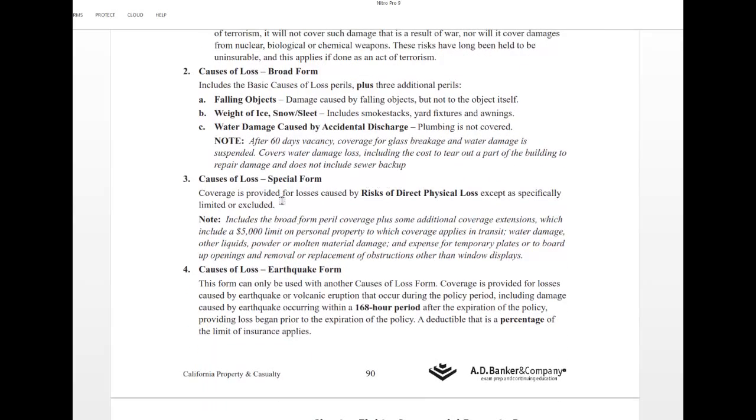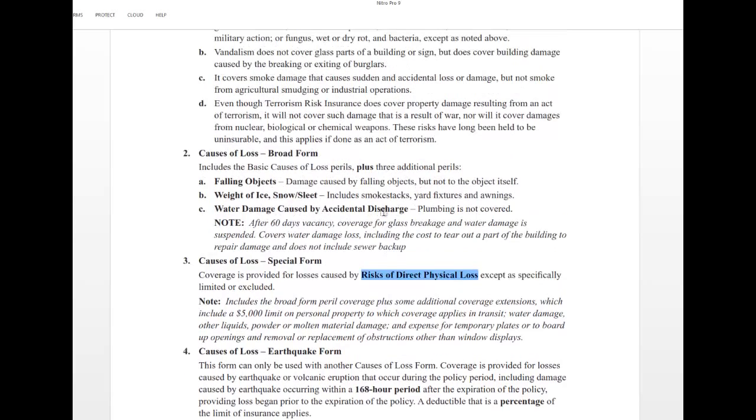And so we have coverage provided for loss by risk of direct physical loss, and it's everything except for what is specifically excluded under exclusions. It includes the broad form plus some peril coverage plus some additional coverage extensions, which includes a $5,000 limit on personal property. So this is what forms of loss look like for our commercial.